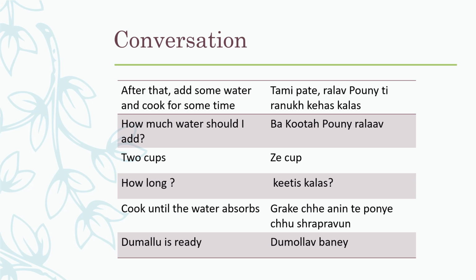How much water should I add? Bukuta poin ralav. B means I. Kuta means how much. Poin is water and ralav is add or to mix. 2 cups. Z cup. Z is 2 and cup is the cup. How long? Kudiskalas. That means cook for how long?